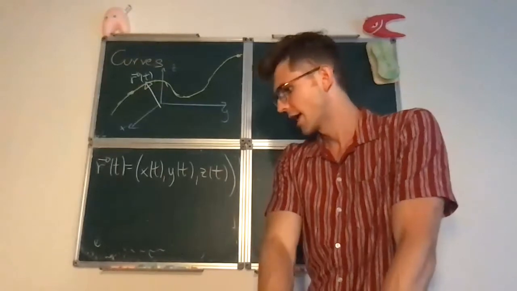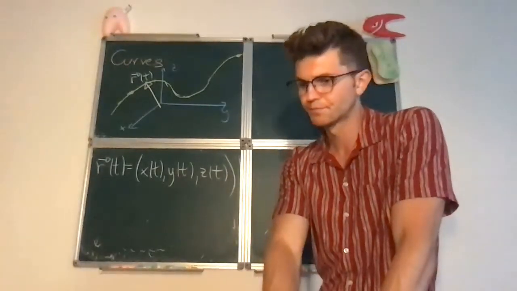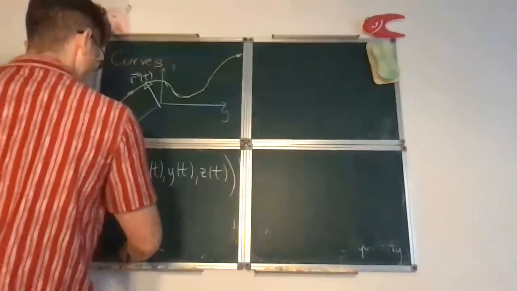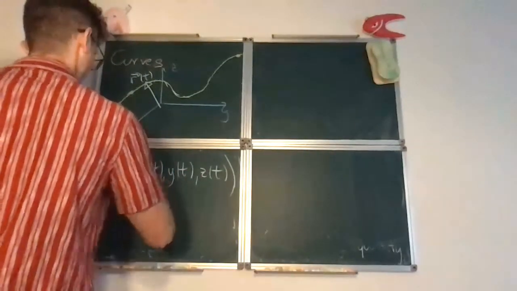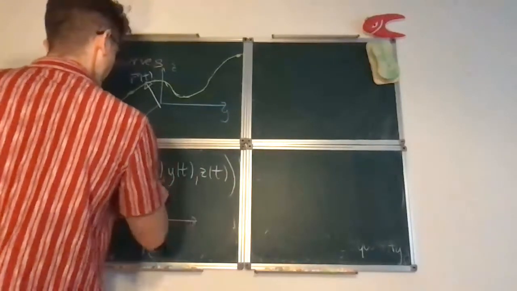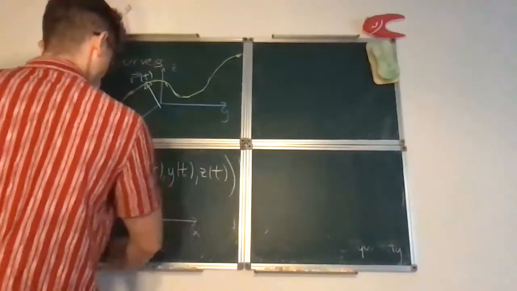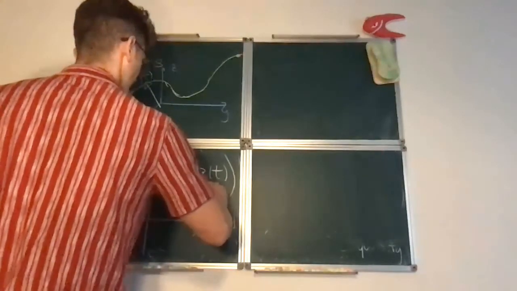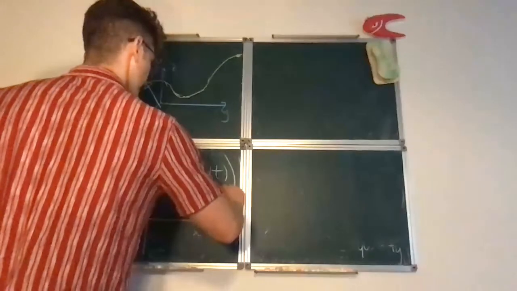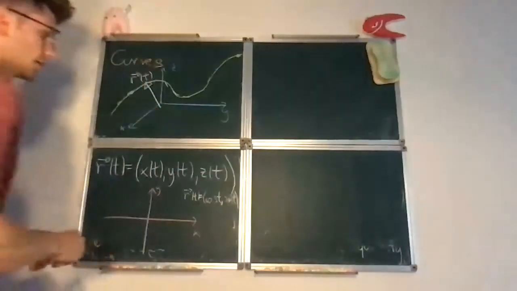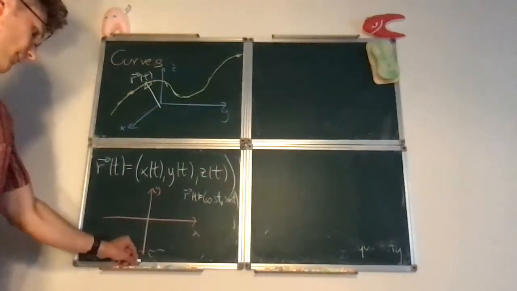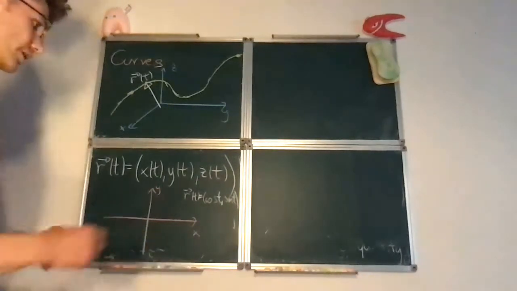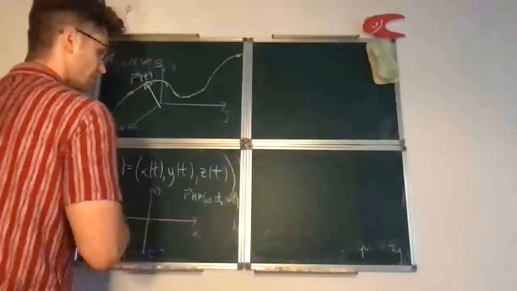Okay, and in practice, some of these you already know. For example, a special case of a curve would be one on the xy plane, say r of t being cosine of t, sine of t. In this case, that means that at time 0, you are at cosine of 0 comma sine of 0, which is 1, 0.